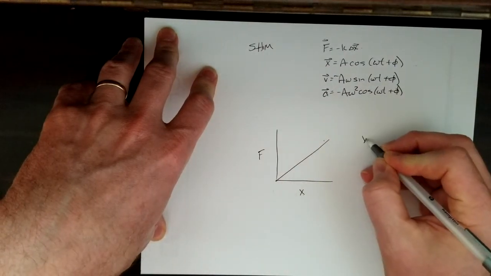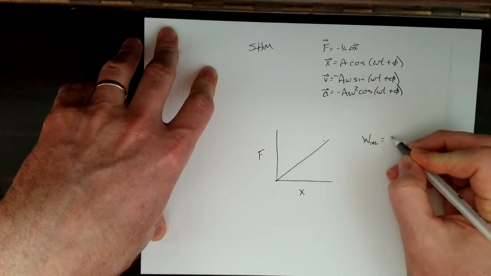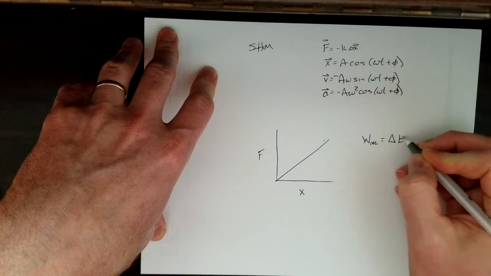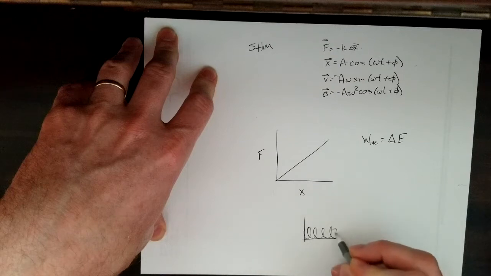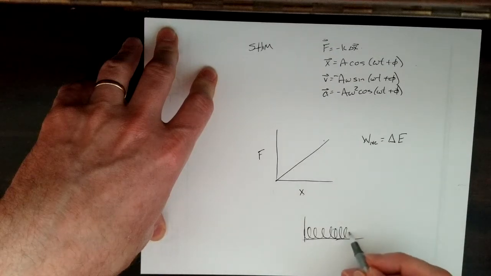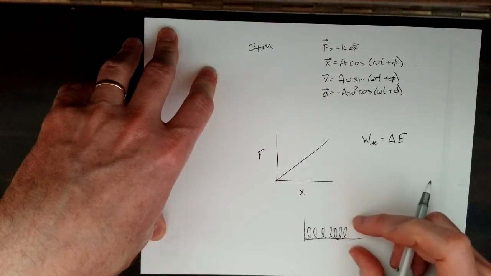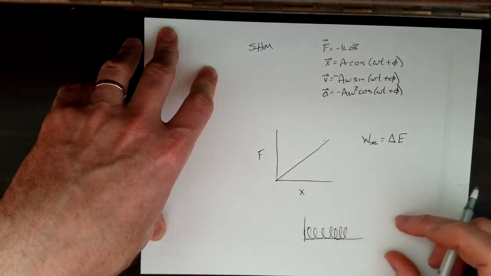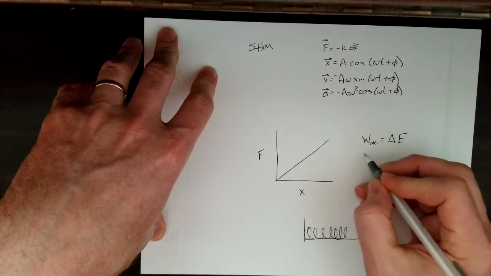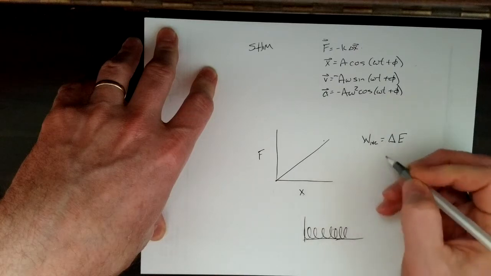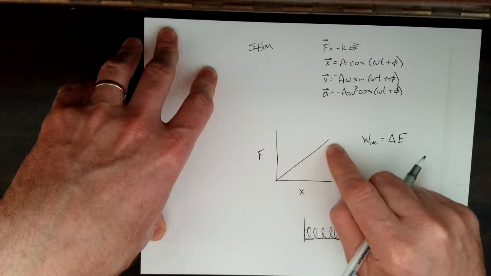And I know that work, the non-conservative work, is equal to the change in energy. So if I take a spring in its natural position and I extend it out, I'm not causing any change in velocity, I'm just moving it out at a constant velocity, so the force I'm applying is changing as I go. The force that I apply is going to vary as I go.